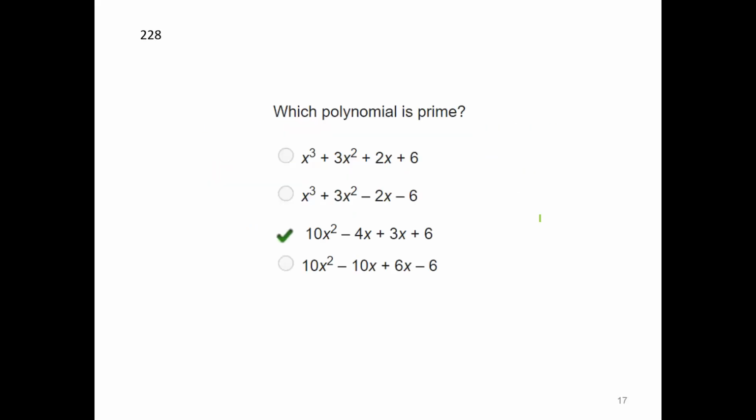All right, let's take a look at 228. Go ahead and highlight the important parts of this.